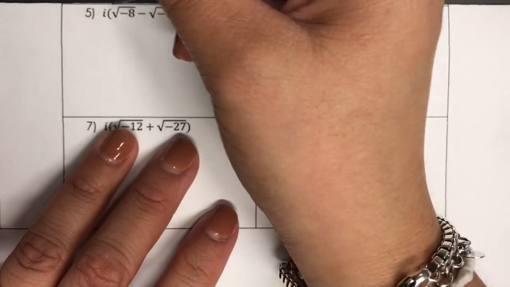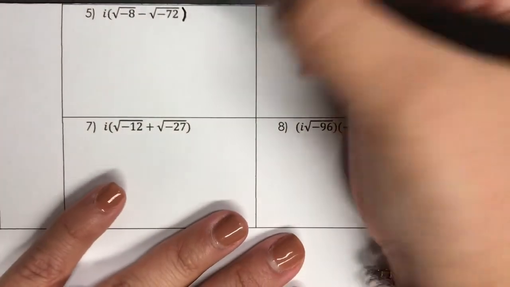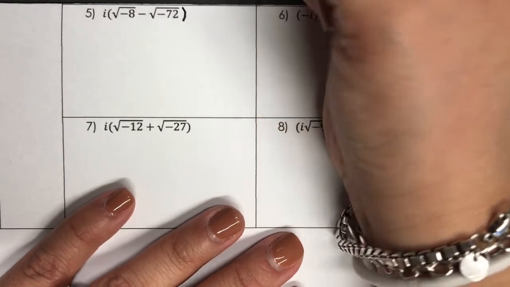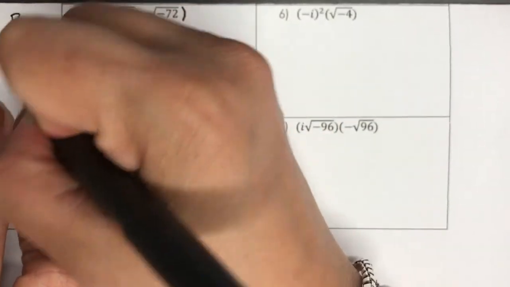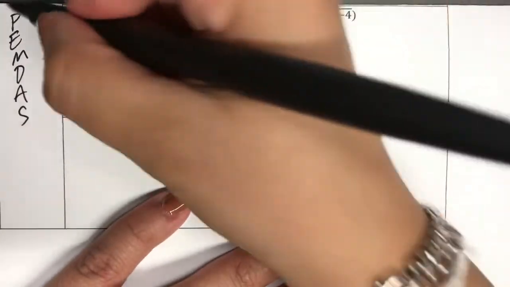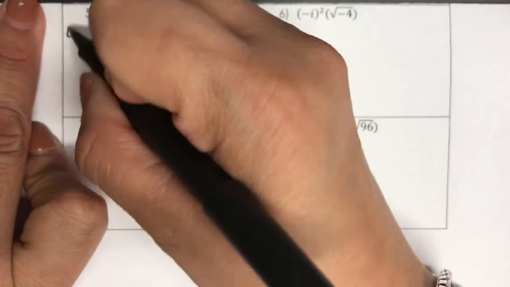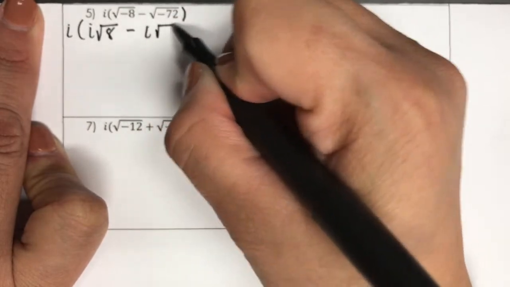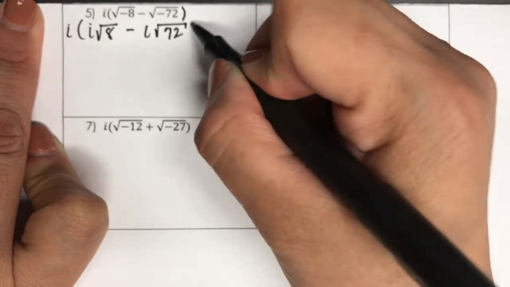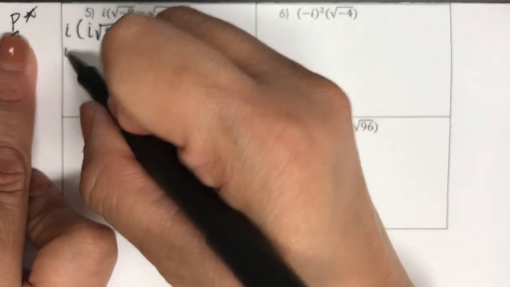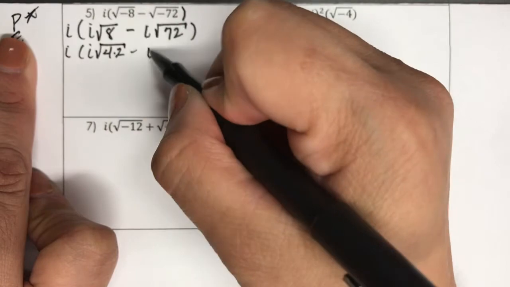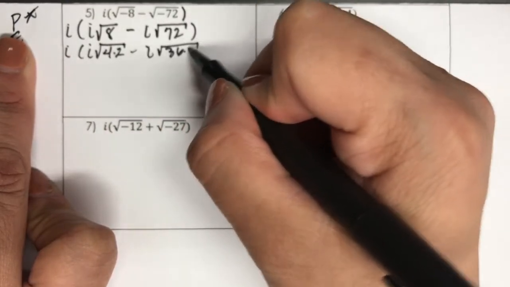This is i, and then you have parentheses. Your copy will have the last set of the parentheses. So it's going to have the square root of negative 8 minus the square root of negative 72. And we're going to do PEMDAS. We're only going to use the parentheses first. So inside the parentheses is first. So we're going to say i times i square root of 8 minus i square root of 72, parentheses. Keeping the i on the outside, i times the square root of 4 times 2 minus i times the square root of 36 times 2.